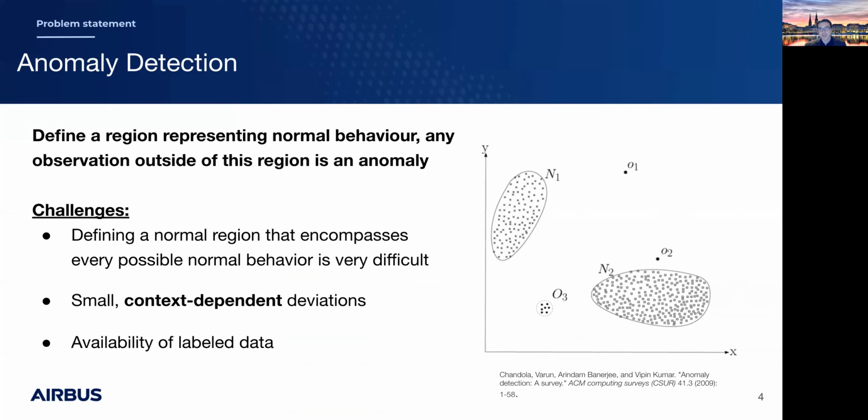First, we have to understand what is actually normal, what it means to be normal. And then, of course, starting from this definition, you can go to what is an anomaly. So usually you define a region representing normal behavior, and any observation which is outside of this normal region is by definition an anomaly. So here is an example, and here are some references for you.